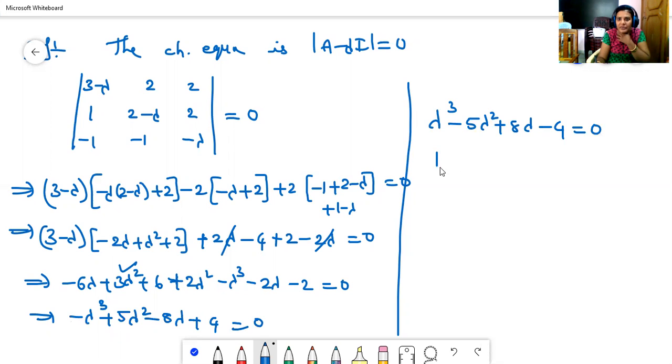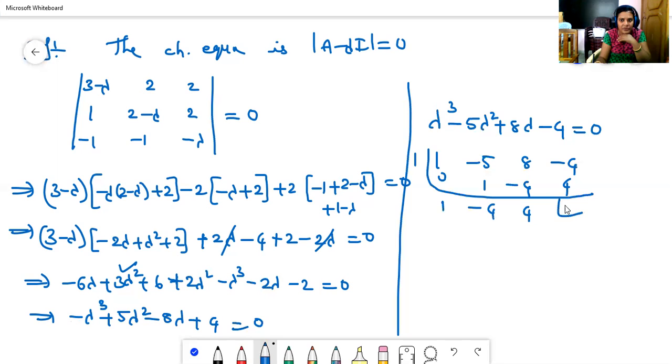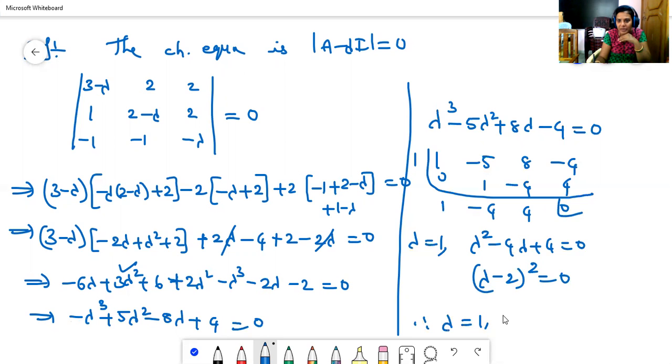By the synthetic division, 1, minus 5, 8, minus 4; 1, 0; 1, 1, minus 4, minus 4, 4, 4 ones are 4, it's 0. So lambda equal to 1 is one root, and this is in the quadratic form, lambda square minus 4 lambda plus 4 equal to 0. It is in the form of lambda minus 2 whole square equal to 0. Therefore, the eigenvalues are 1, 2, 2.